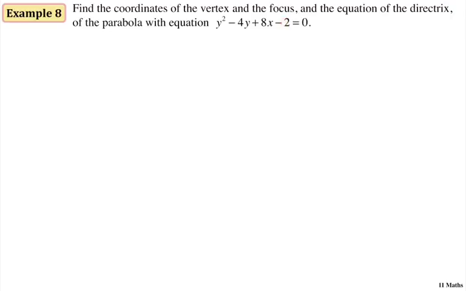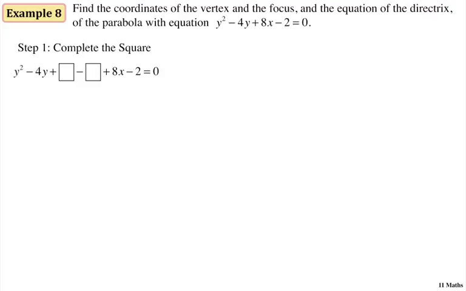Right, we need to find the focus, the equation, and the directrix. Let's complete the square first. Completing the square: half the number in front of y. Half of minus 4 is minus 2. Minus 2 squared is 4. So each bracket gets a 4. When I look at my first three terms, half of minus 4 is minus 2, so I'll get y minus 2 in brackets squared equals minus 4 plus 8x minus 2. Minus 4 and minus 2 gives minus 6. I'm going to move them to the other side, it gives a plus 6. And when I move the 8x to the other side, it gives a minus 8x.